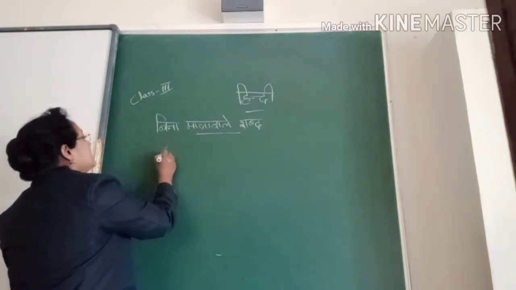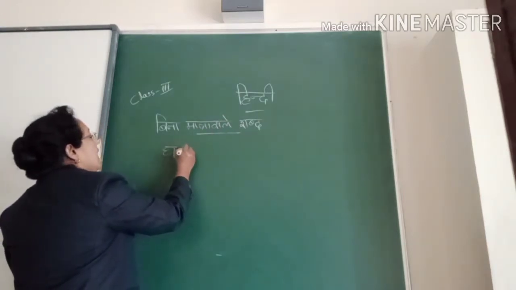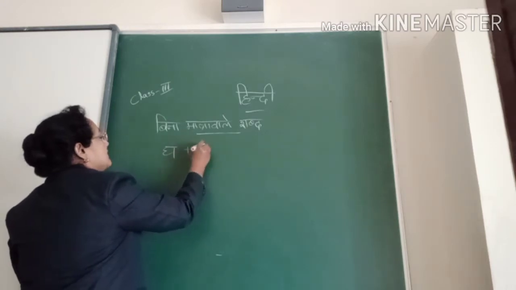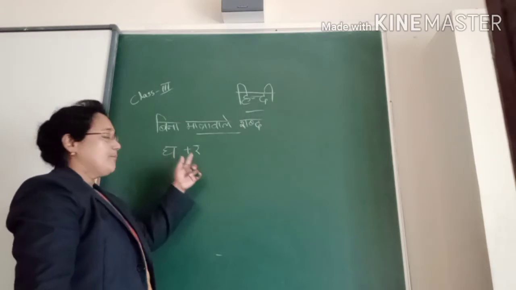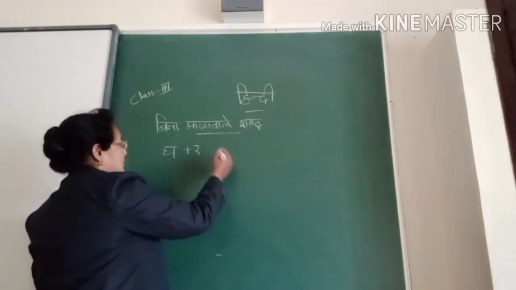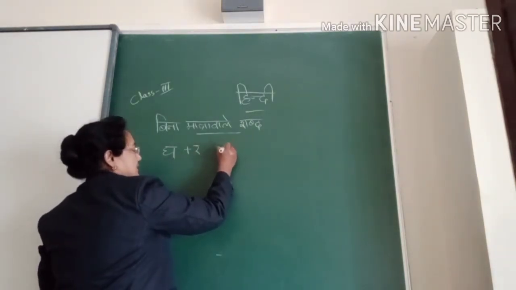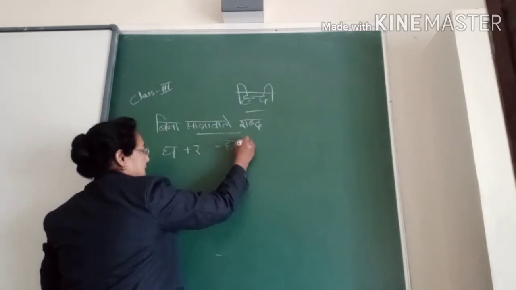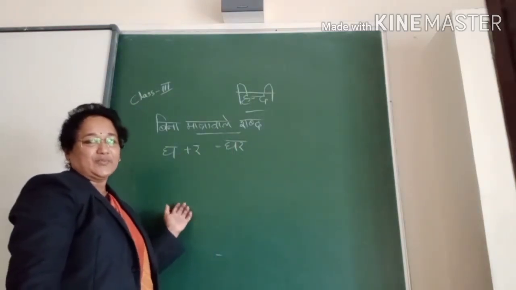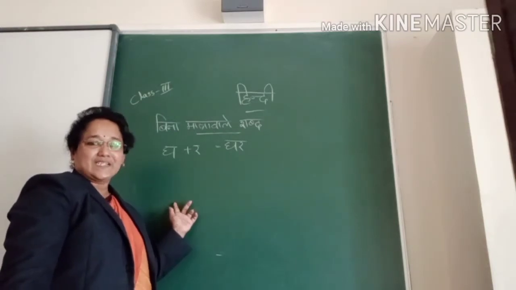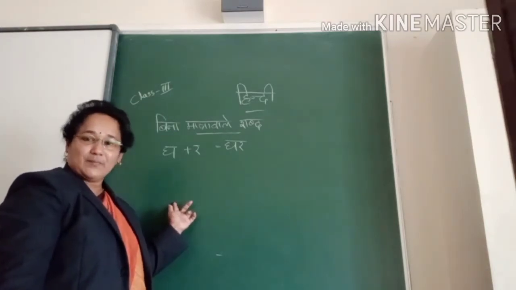I will write here one letter kha and another one letter ra. From the Varnamala I wrote one letter kha plus ra, only two letters. We can join and write a word, ghar. Now you got how to make words from the Varnamala, or from the alphabets.